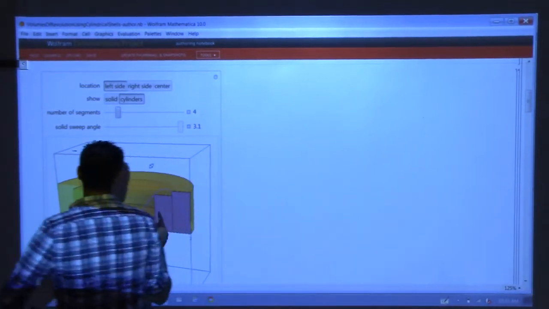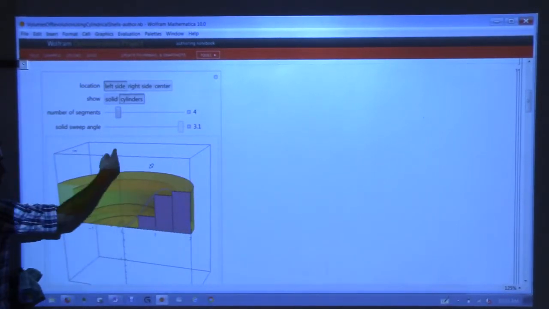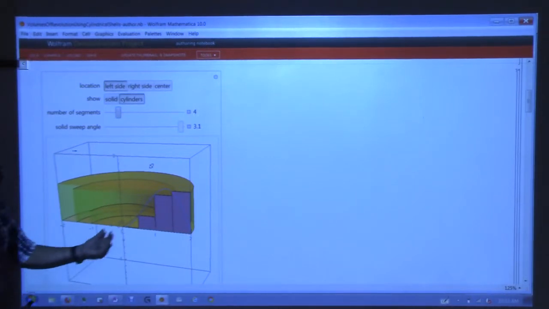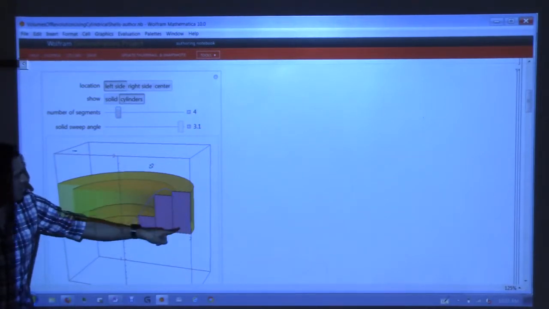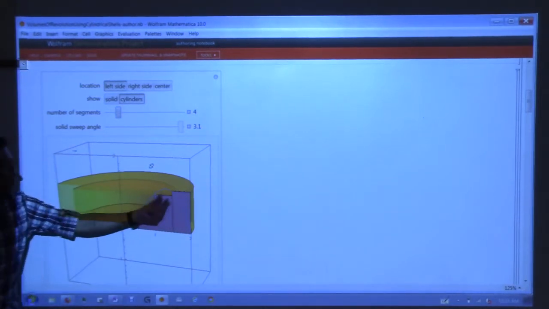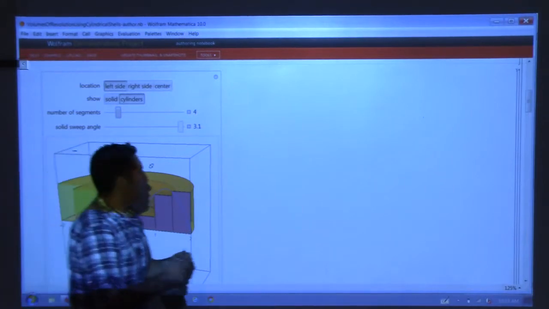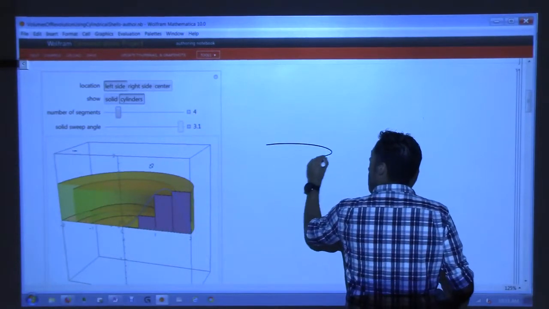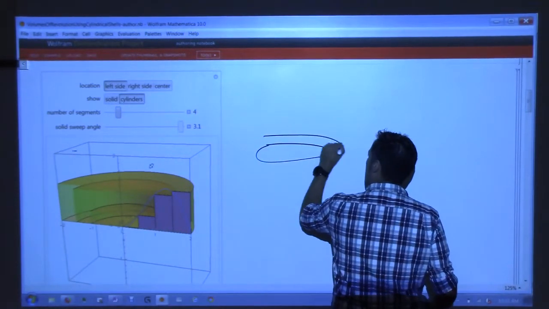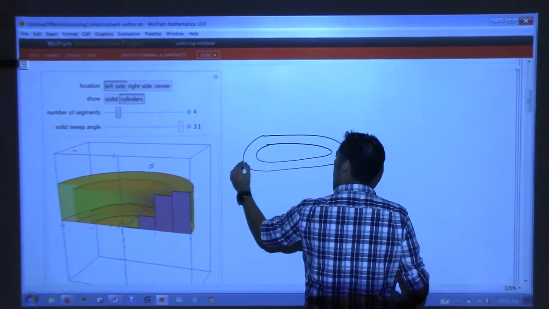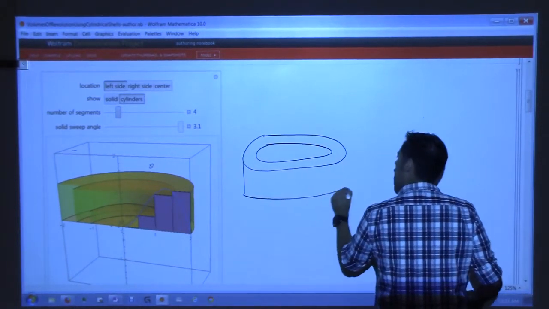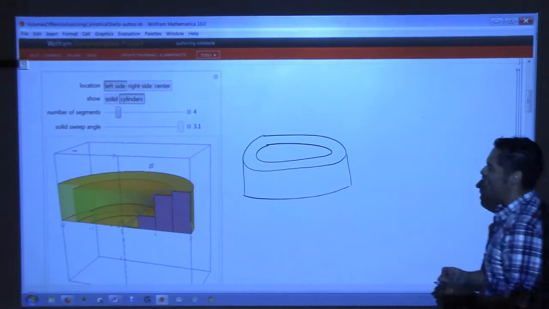If I take rectangles that are parallel to the axis of rotation, and I wrap one of these rectangles around like this, or let's look at this one, it's easier to see. If I take that rectangle and wrap it around, I get this object that looks like this. Okay, like that sushi, yeah.